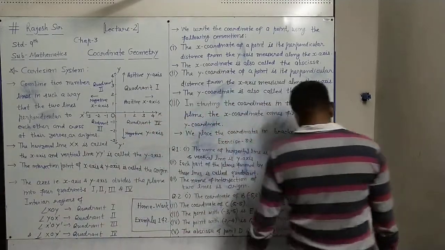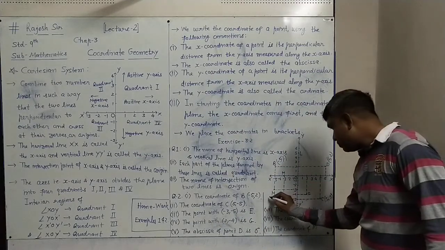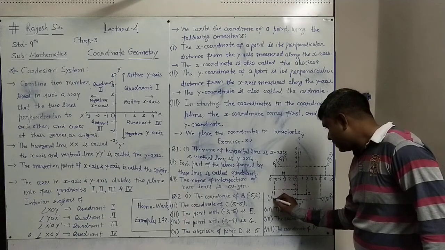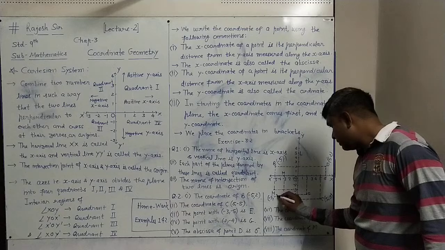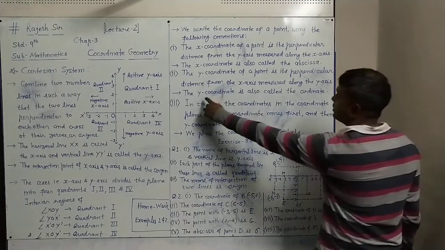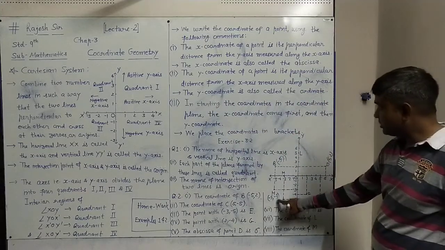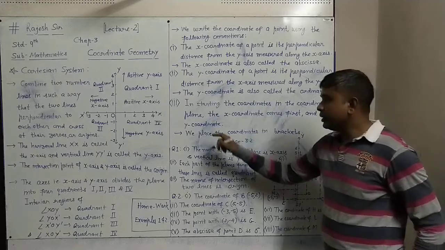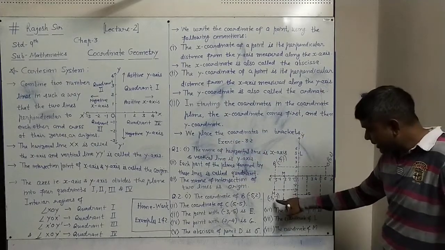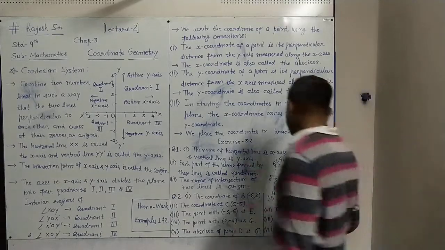Then the ordinate of H. For H, the coordinates are, along the x-axis it is -5 and along the y-axis it is -3. And ordinate means the y coordinate. The y coordinate is called ordinate. The y coordinate is the second number, because the x coordinate comes first and the y coordinate comes second. So the ordinate of H is -3.